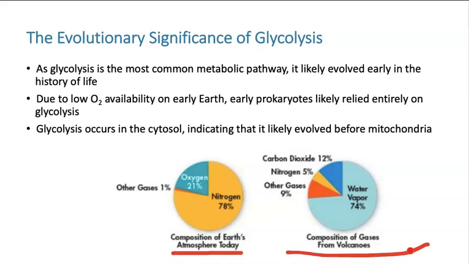So we do think that early life did not have oxygen around, so didn't have oxidative phosphorylation. Instead, they relied strictly on glycolysis and fermentation. And so glycolysis, because it occurs in the cytosol, we think that it evolved before the mitochondria evolved. We also think that oxygen didn't become abundant in the atmosphere until after photosynthesis was invented. We'll talk more about that in the next chapter.